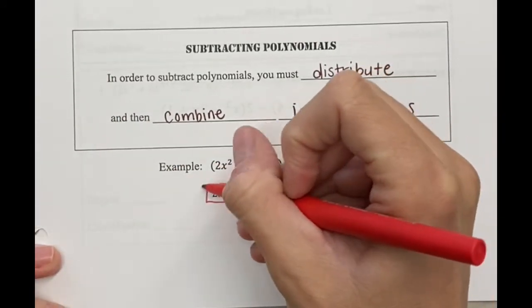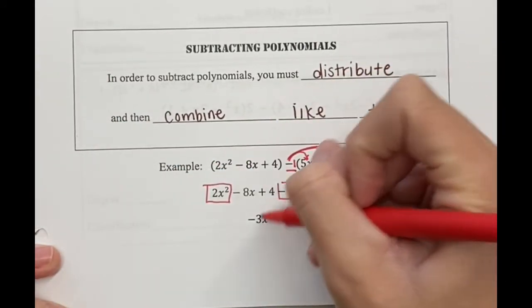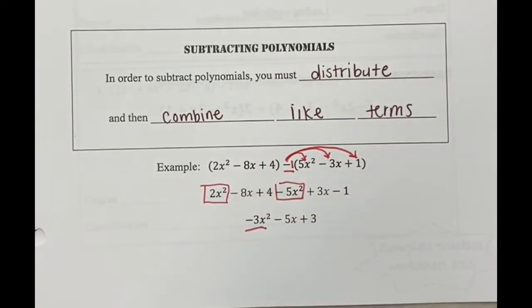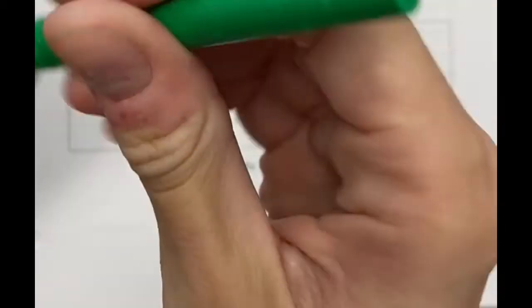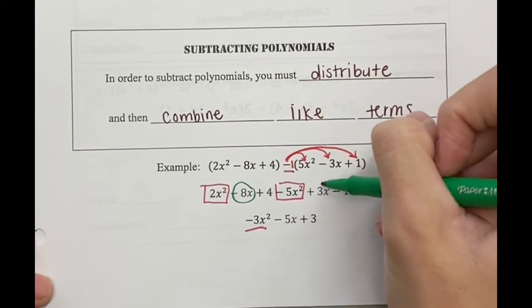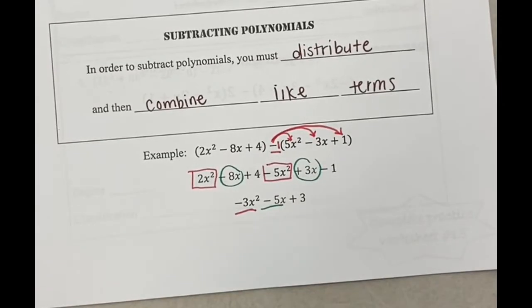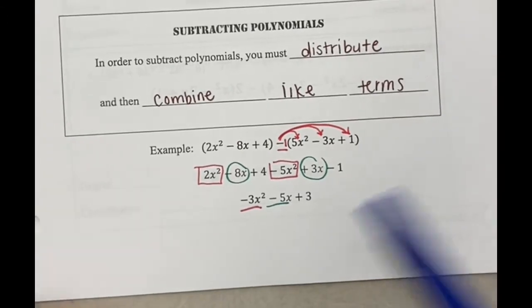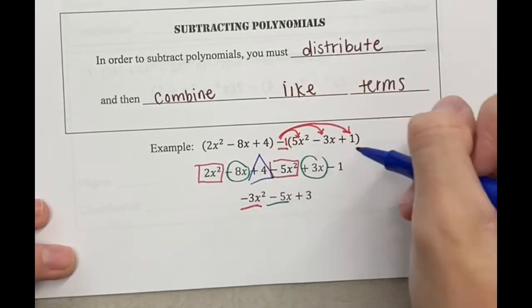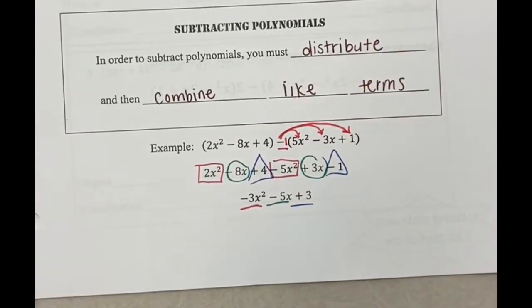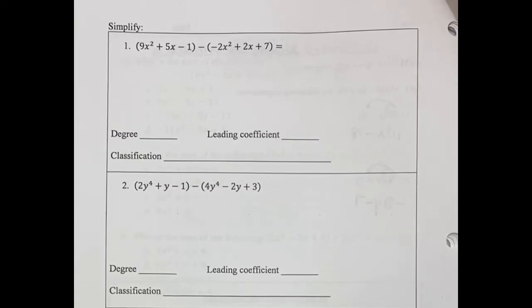So here I have 2x squared and negative 5x squared, which gives me a negative 3x squared. Then I have negative 8x and 3x, which gives me a negative 5x. And then I have 4 and negative 1, which gives me a 3. So now take a look at question number 1.